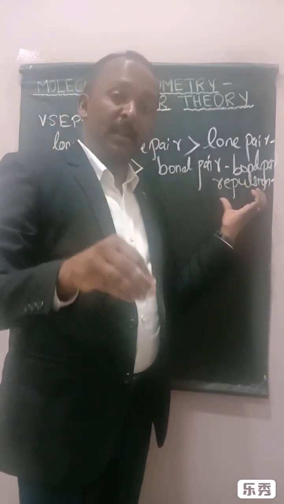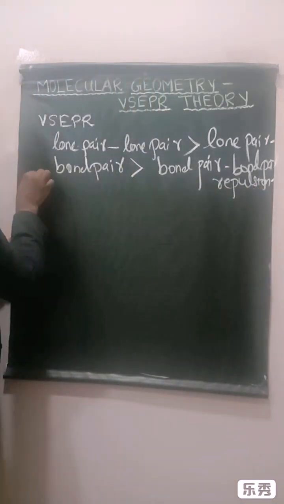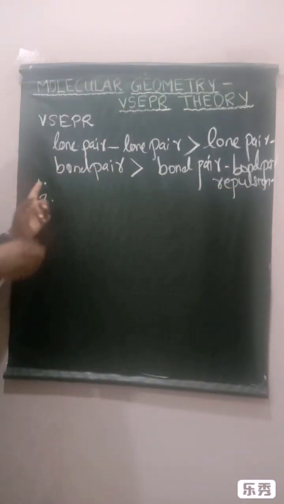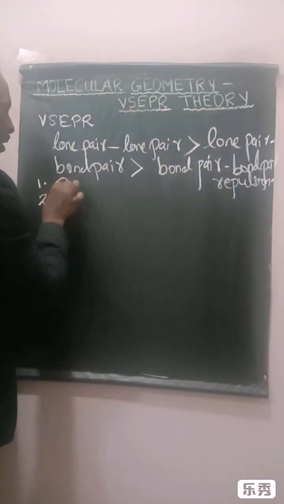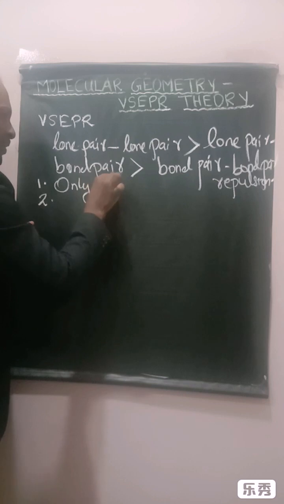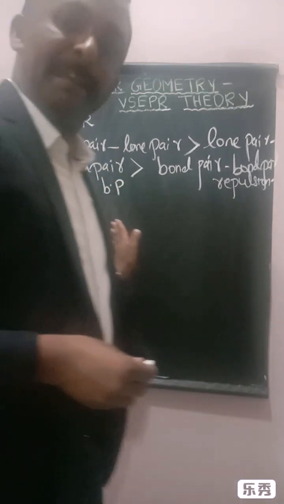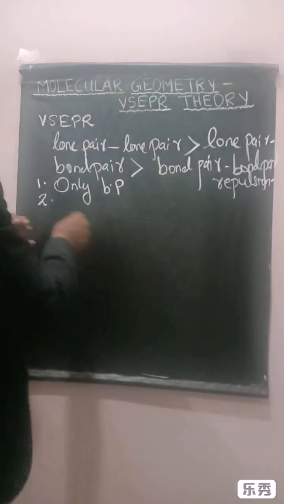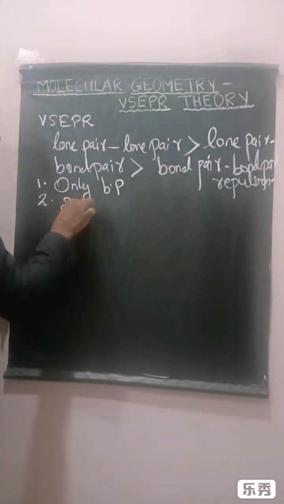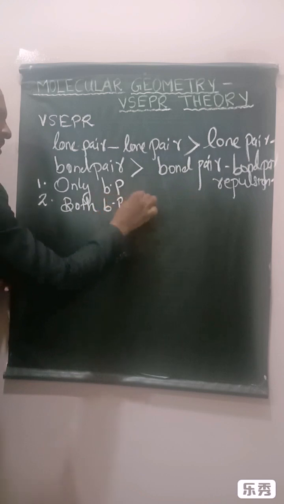According to this theory, we can categorize molecules into two classes. The first category is molecules in which the central atom has only bond pairs, and the second category is molecules in which the central atom has both bond pairs and lone pairs.